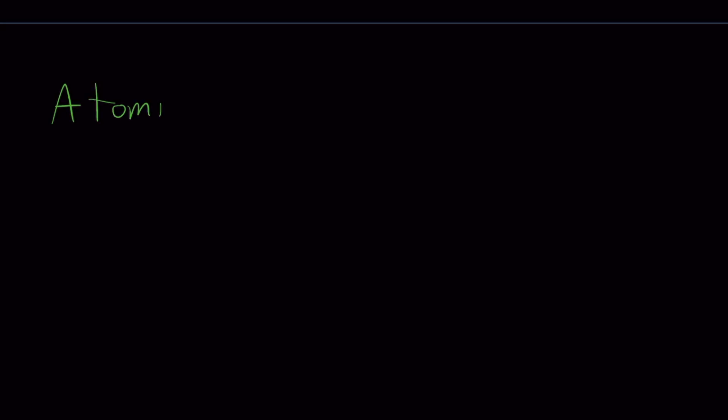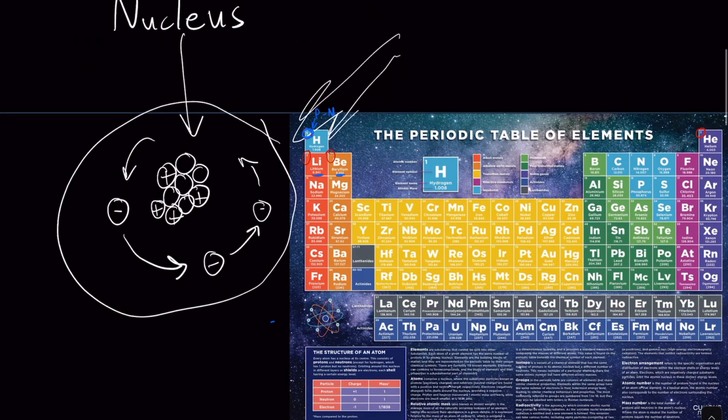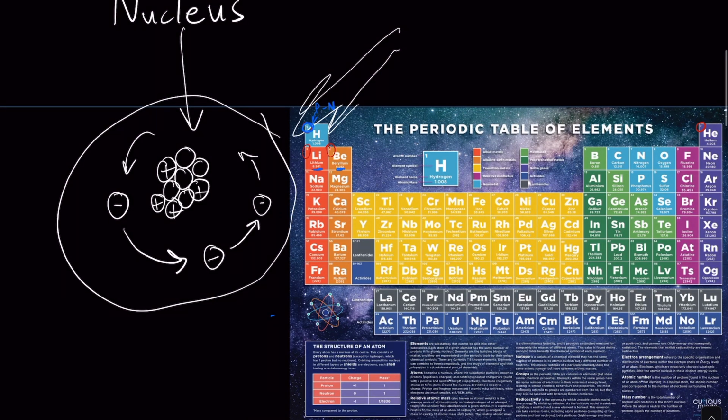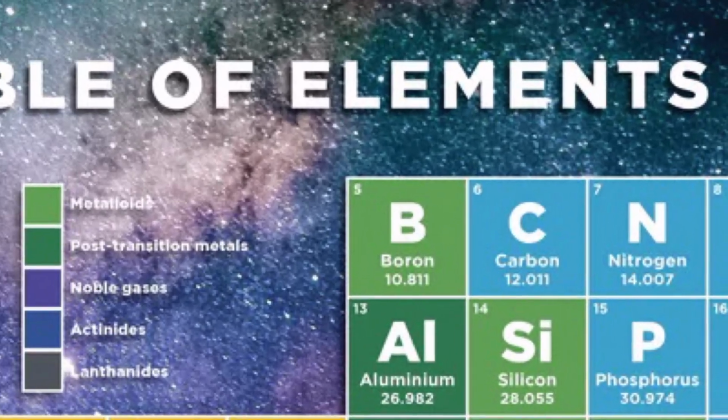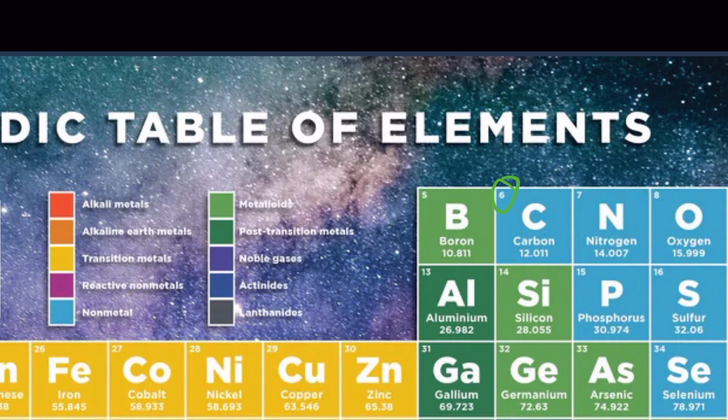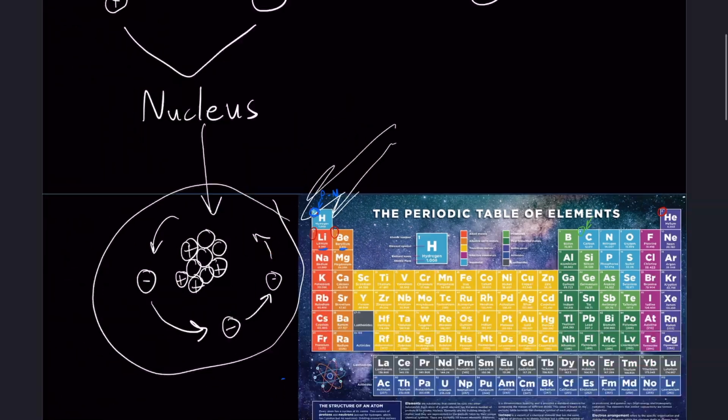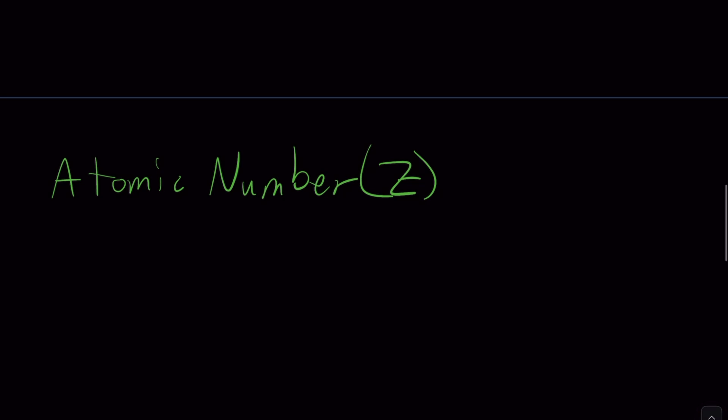Carbon is 6, right? The atomic number is denoted with a Z. The atomic number is the number of protons. So for carbon, for example, this is the Z number right here, 6. Z equals 6 for carbon.